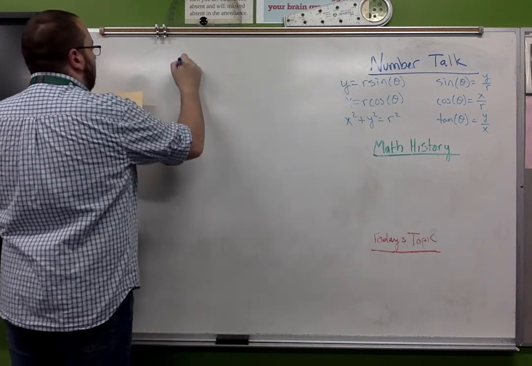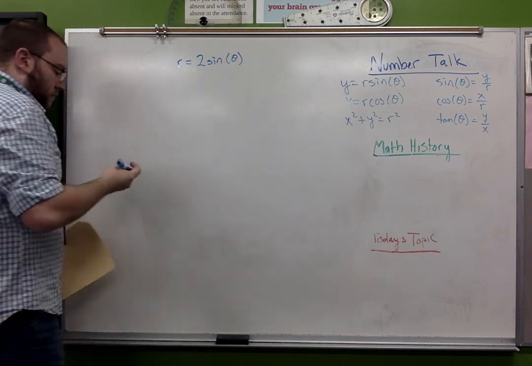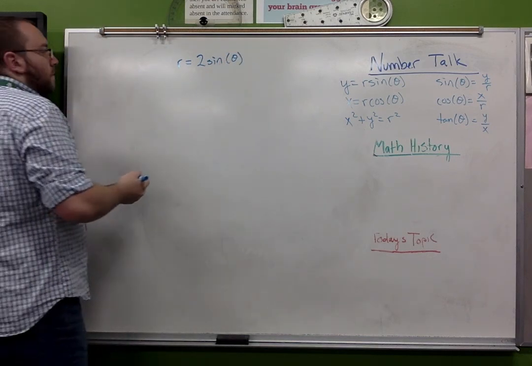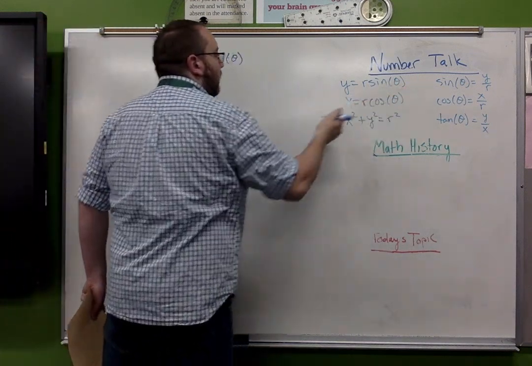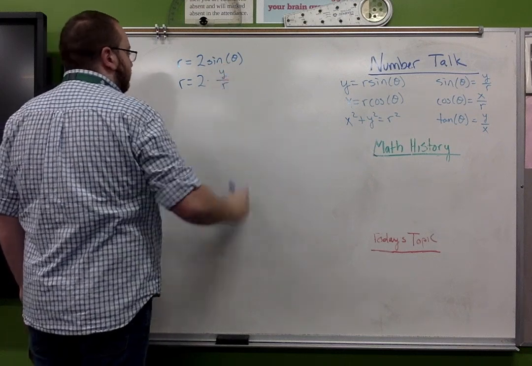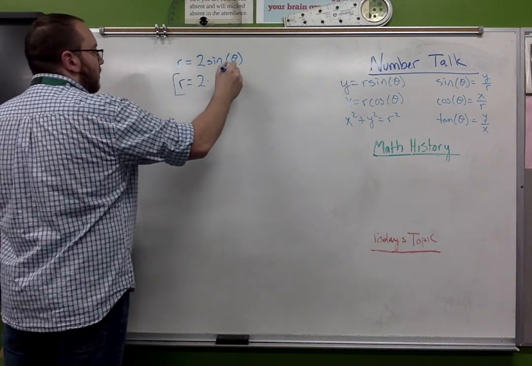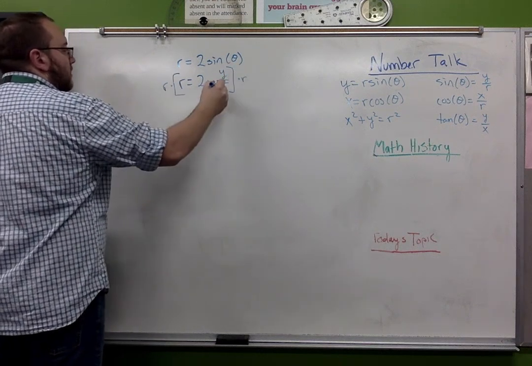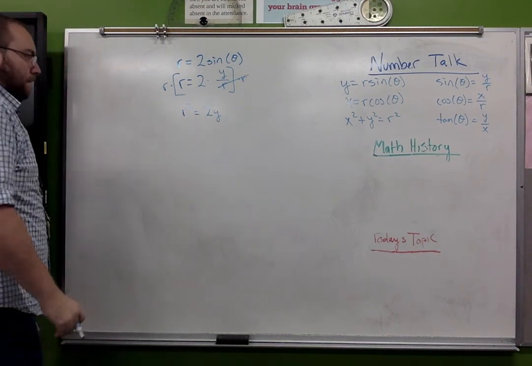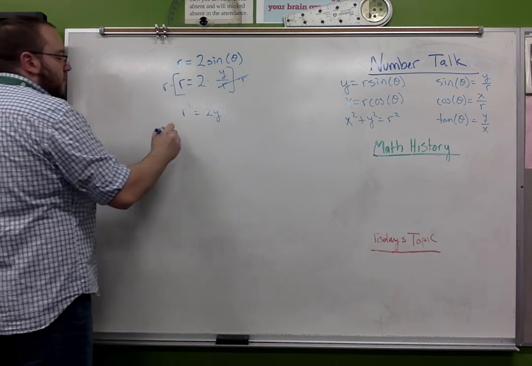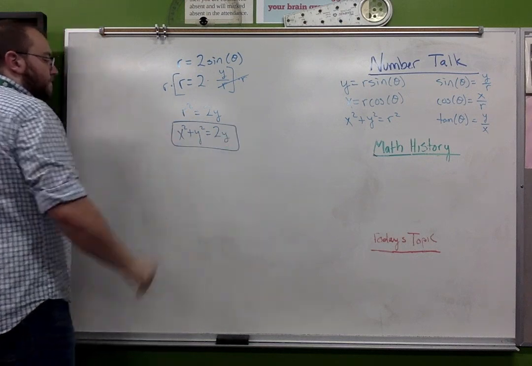Now we have r is equal to 2 sine theta. So we have r is equal to 2 times, now, sine theta is equal to y over r. So we'll go y over r. To undo division, I multiply, so I multiply both sides by r. So these r's reduce. I get r squared is equal to 2y. And r squared is x squared plus y squared. There's your answer.